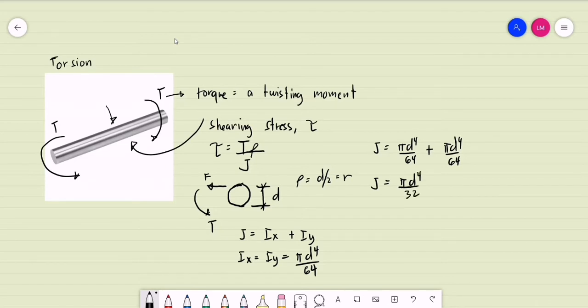So that's why we can simplify this equation. For a solid circular shaft or a solid circular section, we can simplify this equation. So let's say we have the shearing stress is equal to the applied torque. What is the equivalent of the rho? We can have it as the diameter divided by 2. Divided by, we have the polar moment of inertia, pi, the diameter raised to 4, divided by 32.